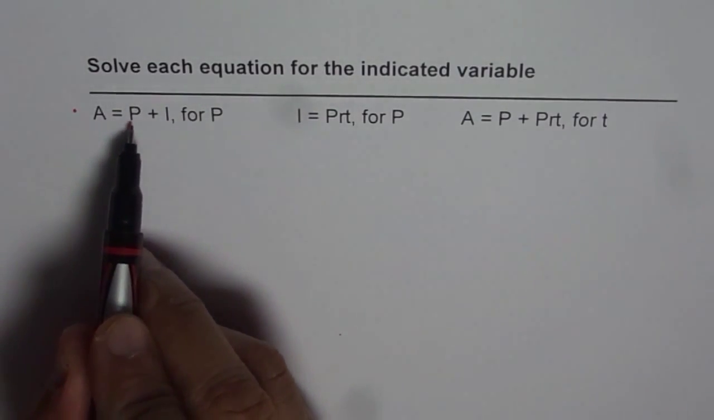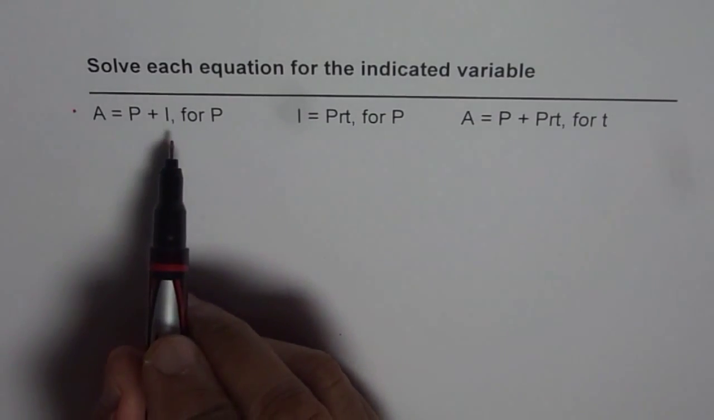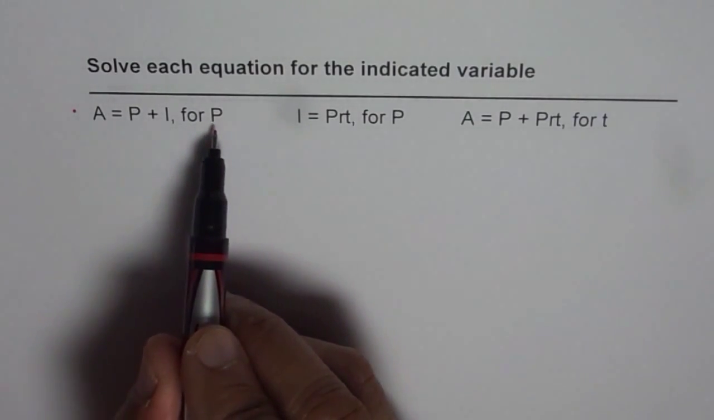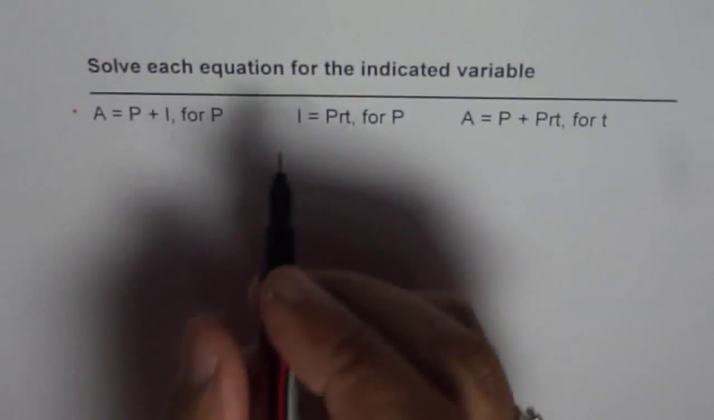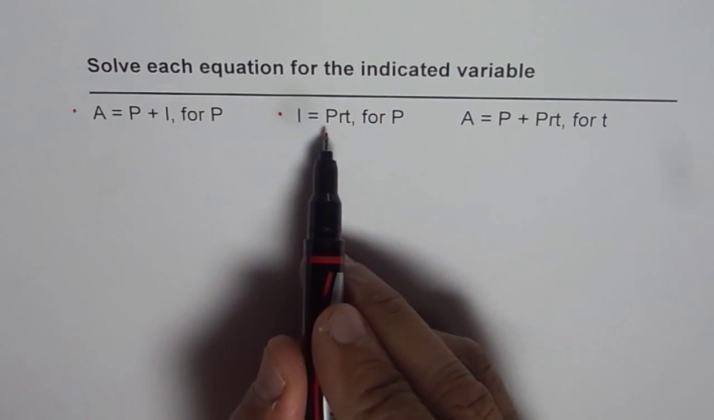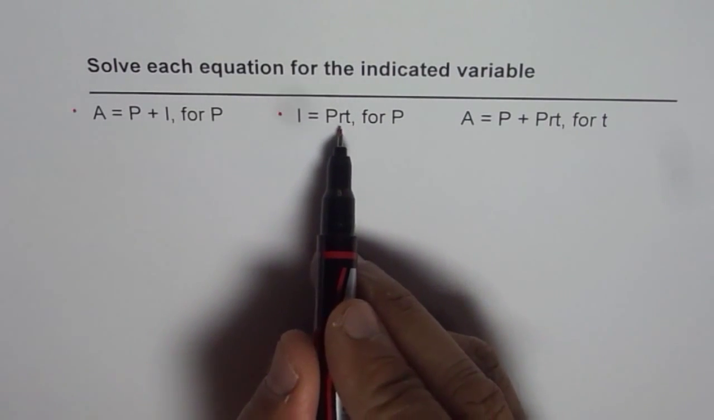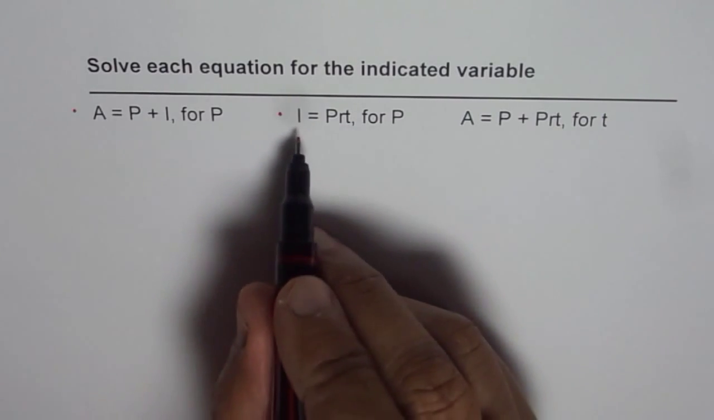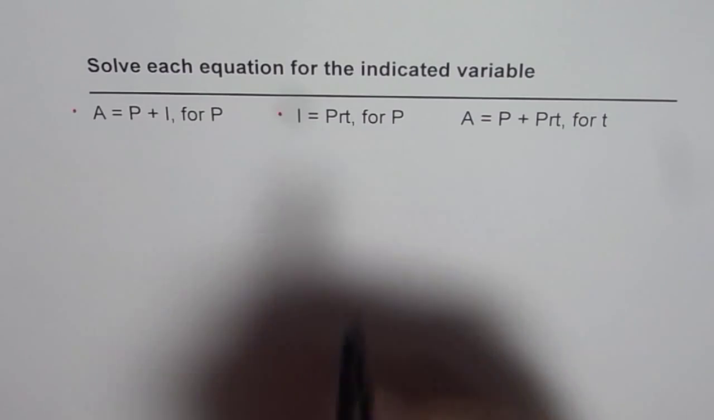So this is the first one. Amount equals principal plus interest, A equals P plus I. We need to find the value for P, or rather isolate P from this equation, which is the principal amount. The second one is interest equals P times R times T: principal, rate and time. Here we need to isolate the variable P.